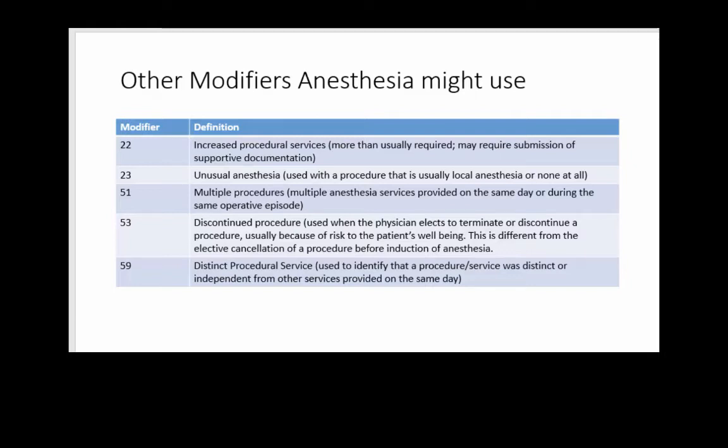23, unusual anesthesia, might be used if you typically don't have anesthesia, but because you're dealing with a patient who is, let's say, severely mentally disabled or intellectually challenged and just can't understand what you want to do and why, you may have to administer anesthesia. So that would use a 23 modifier. And then you see the other ones there. 53 is used if the physician elects to terminate a procedure because it's just not healthy to go forward. That's different than the patient saying, no, I've decided I don't want it. That is a different modifier.